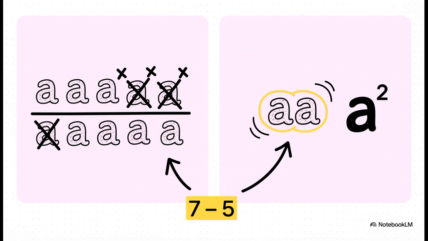Now here comes the fun part. For every a on the bottom, we can cancel out 1 a on the top. So we cancel out 5 pairs, and what are we left with? We have 2 a's left over on top. So the answer is a squared. And the shortcut, you just subtract. 7 minus 5 is 2.